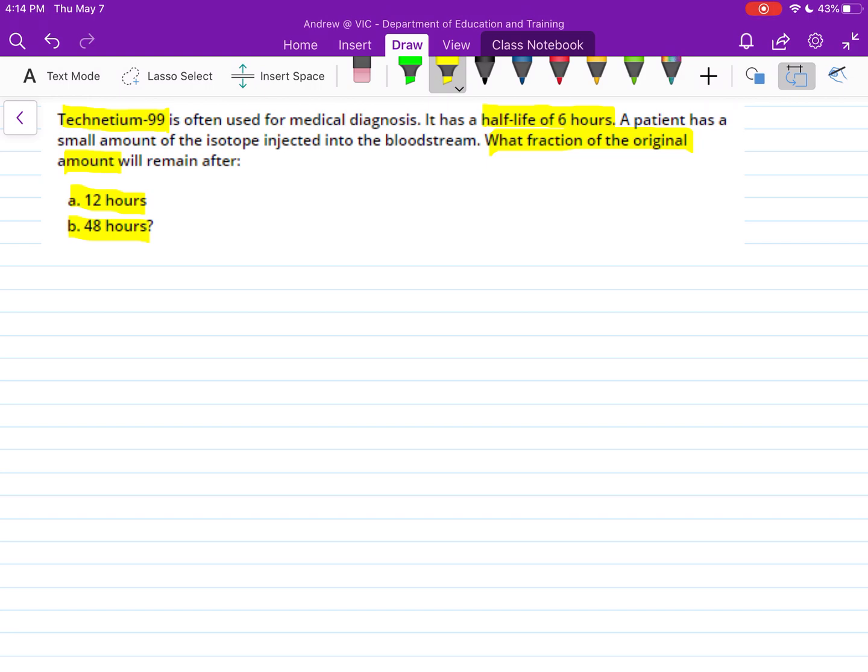First one. We need to remember a half-life is how long it takes for the amount to be halved. So with a half-life of 6 hours, it will halve the amount in that time. We need to figure out how many 6 hours go into 12, so we just do 12 divided by 6. Hopefully you don't need a calculator for this. This will be 2 half-lives.